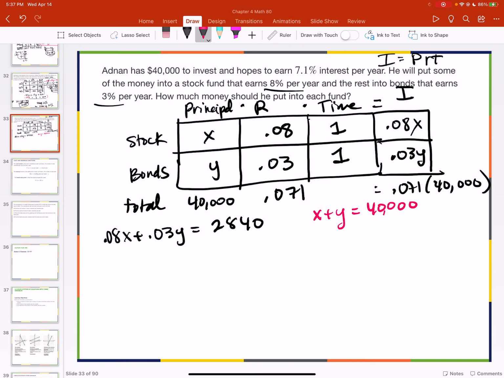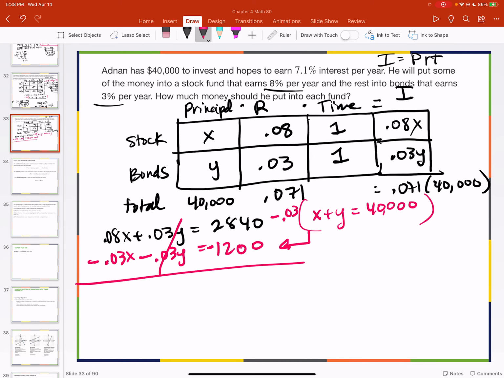We need to multiply this. Let's get rid of the y. So let's multiply that by negative 0.03. That's going to give me negative 0.03x minus 0.03y equals, and then 40,000 times 0.03 is 1,200, so that's negative 1,200. Okay, we combine these. This is going to be 0.05x equals 1,640.